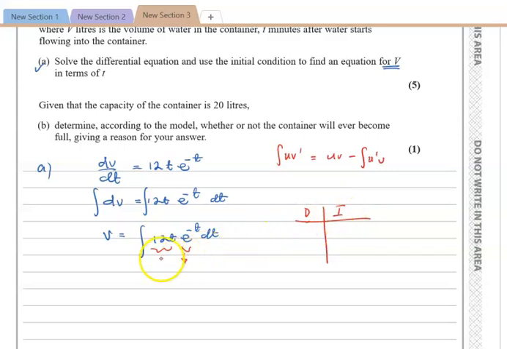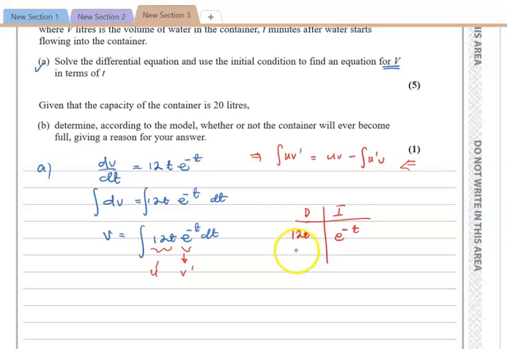The DI method means that one of the functions you keep on differentiating, and the other function you keep on integrating. This is the DI method, the shortcut of integration by parts. The D you keep on differentiating, and the I you keep on integrating. So our D is the 12t, the u in this case, and the v prime is the e^(-t). The u you keep on differentiating, and the v prime you keep on integrating.